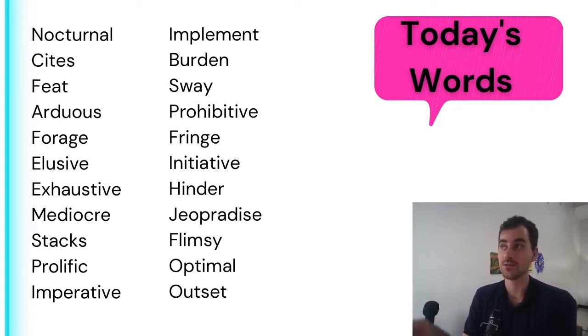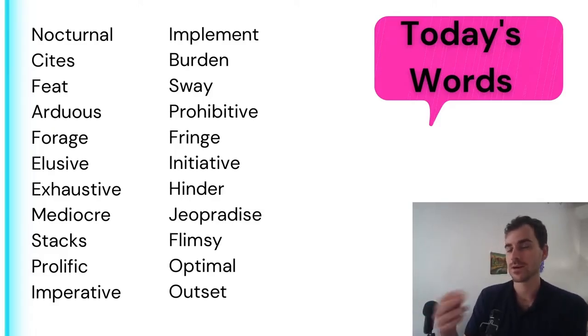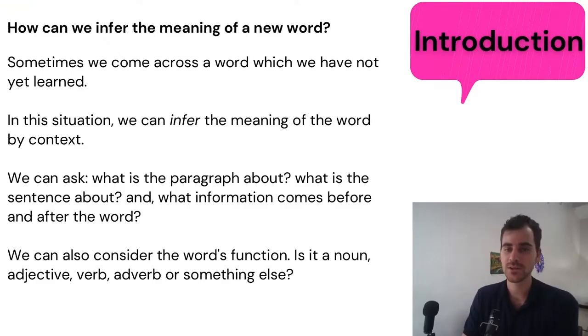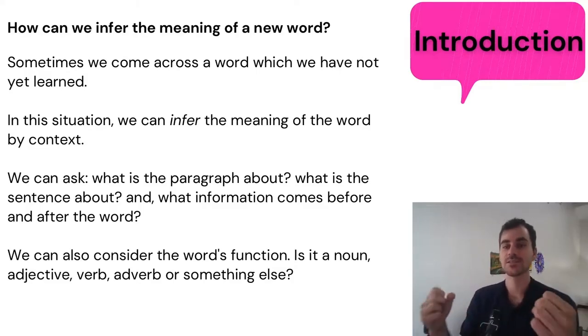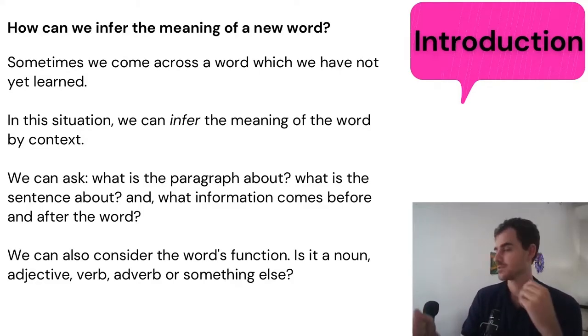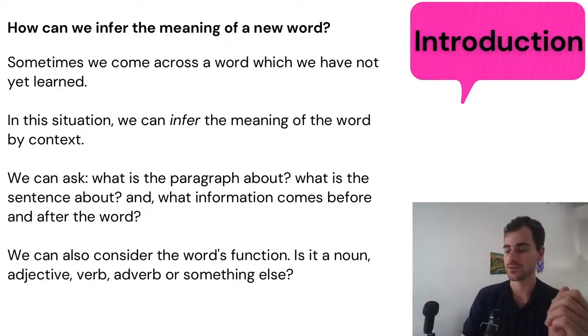What we're doing is looking at the paragraph or sentence and trying to infer or guess the meaning of words that we might not know. So how do we do this? Well, we can ask, what is the paragraph about? What is the sentence about? And what information comes before and after the word? What I like to do is consider the word's function. Is it a noun, an adjective, a verb, an adverb, or something else? All of these considerations give us important information so that we can infer the meaning of a new word.